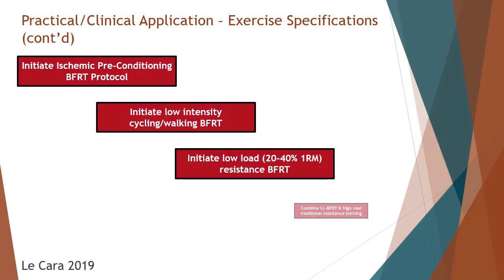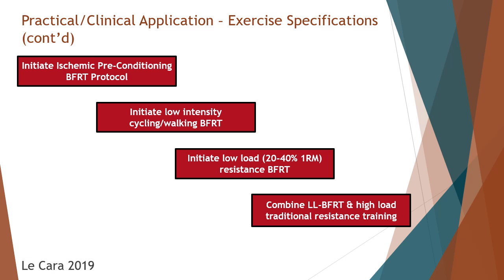So within our algorithm that we previously presented, there are 4 possibilities. The initiation of ischemic preconditioning for blood flow restriction training, the initiation of low intensity cycling and walking, the initiation of low load resistance training with 20 to 40% of your 1 rep max, which is more your classic application, and then the more hybrid and integrative approach when you are bridging someone back to performance and fitness and return to sport, return to activity, combining low load BFR with high load traditional resistance training. And so with these 4 possibilities, you can break them up into phases.